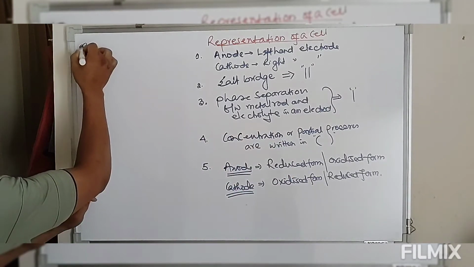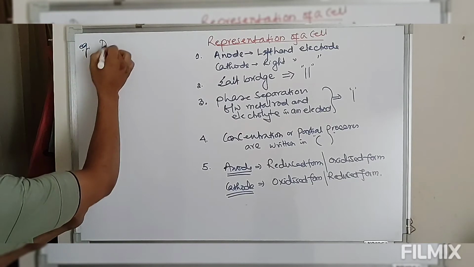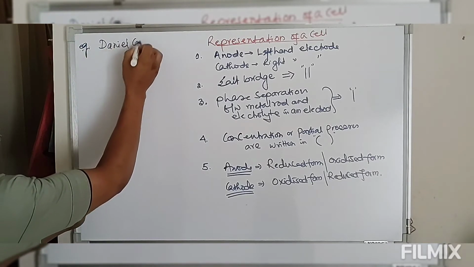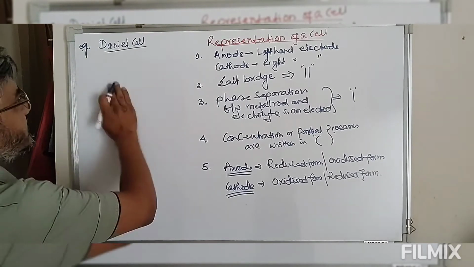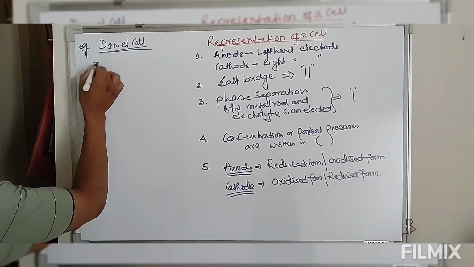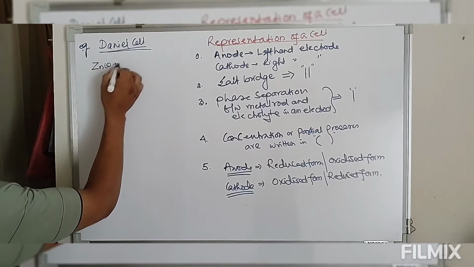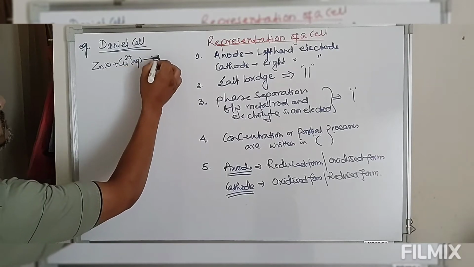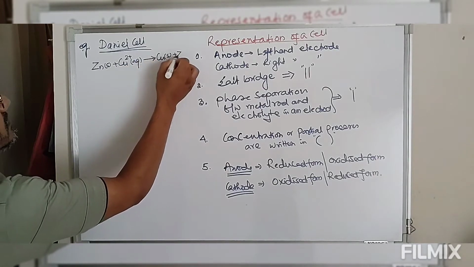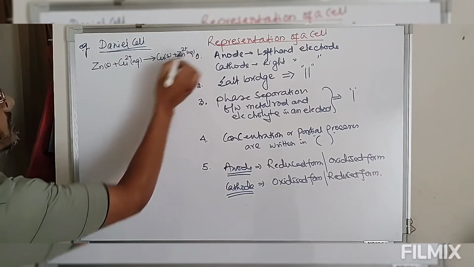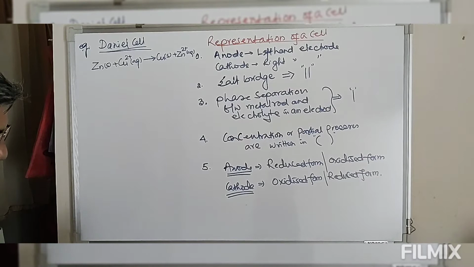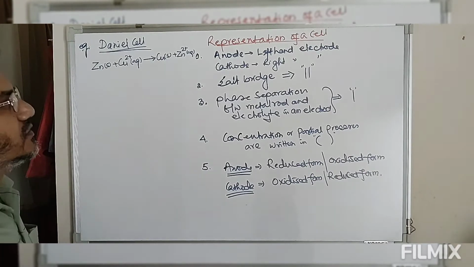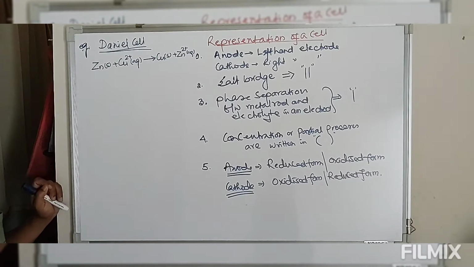So let's take this case, the Daniell cell. The cell reaction is Zn solid plus cupric ion aqueous solution changing into copper solid plus zinc ion aqueous solution. So this is the cell reaction. Now for this cell reaction we have to identify what is anode, what is cathode, and how to represent this cell. Before this, let's identify what change is taking place.